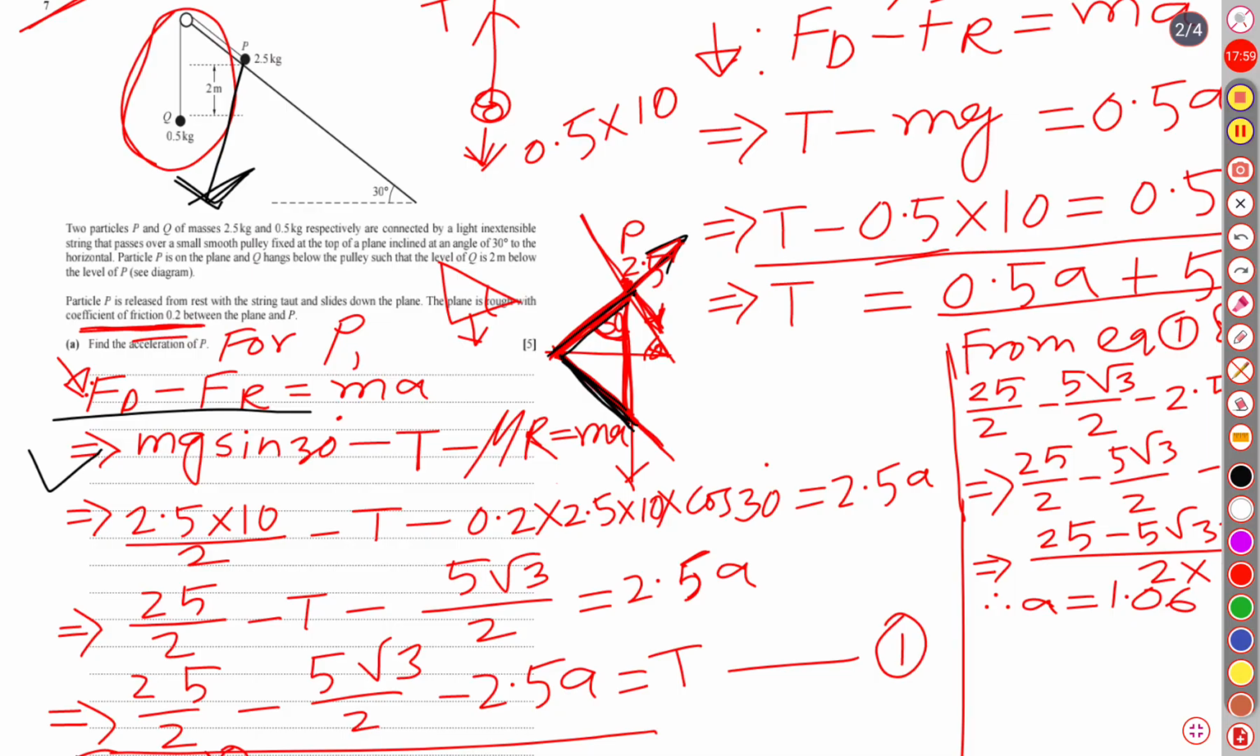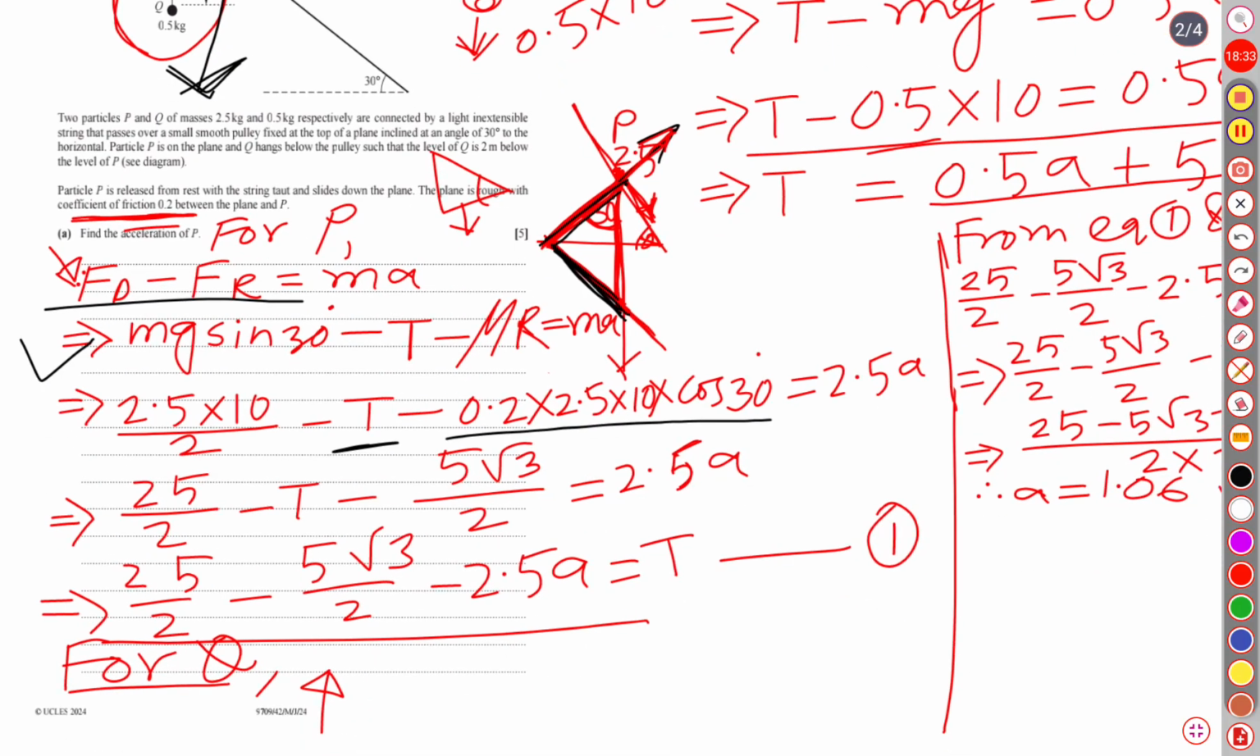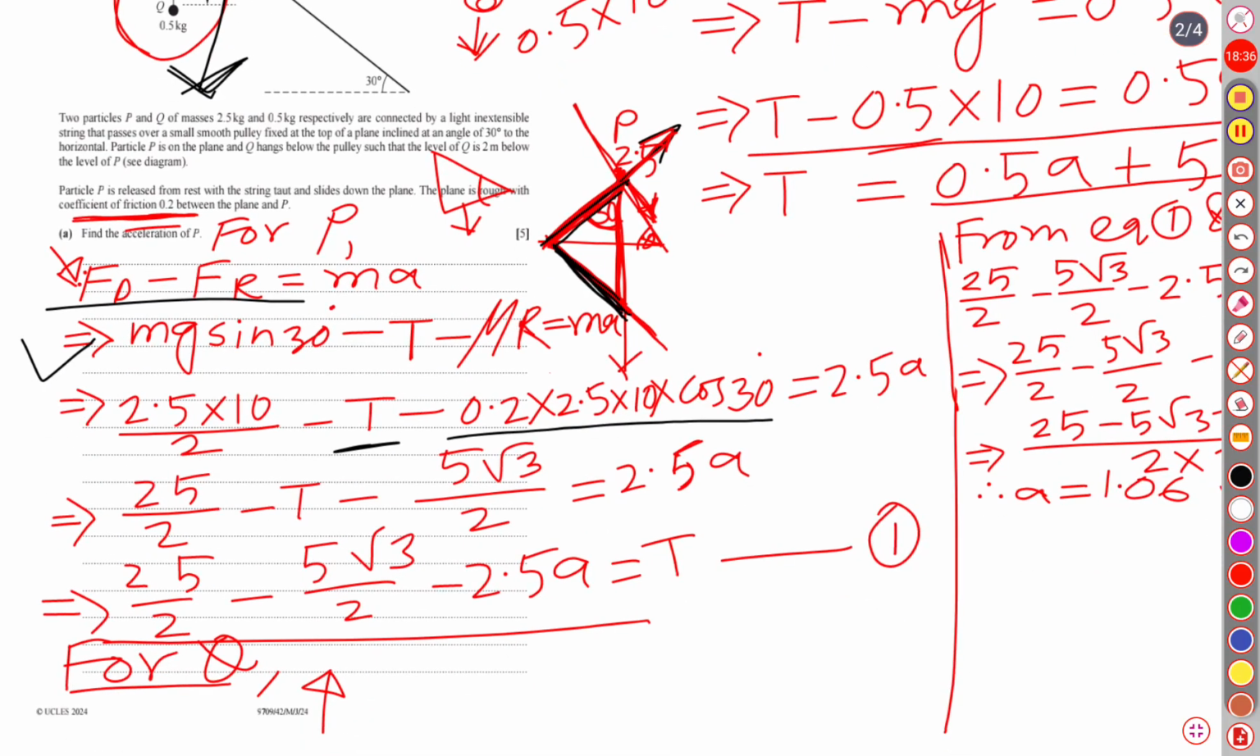Then the major resisting force is actually the frictional force. We know the formula for frictional force is mu R, and mu is the coefficient of friction between the plane and the particle. So we have written here mg sin 30, which means half, then tension is negative, and mu R is also negative because it is causing resistance to motion. Ultimately, for the first equation we have got 25 over 2 minus 5 root 3 over 2 minus 2.5 is equal to tension.